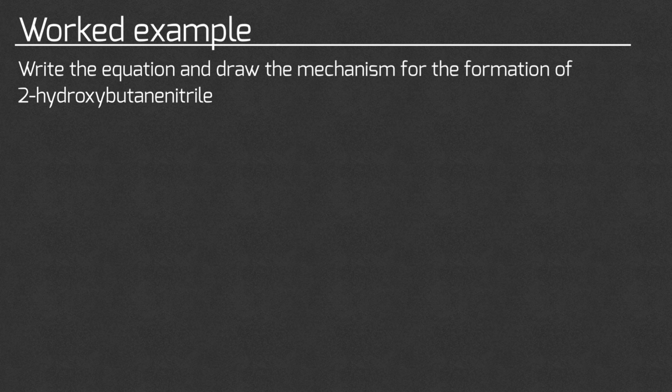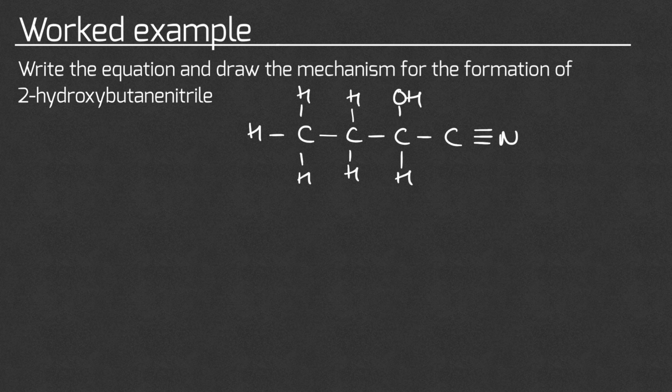We're now going to look at a worked example. So we need to write the equation and draw the mechanism for the formation of 2-hydroxybutane nitrile. The first step in a question like this is to draw out our product so we can work out what chemicals will need to react together. So we're going to start off by drawing out 2-hydroxybutane nitrile.